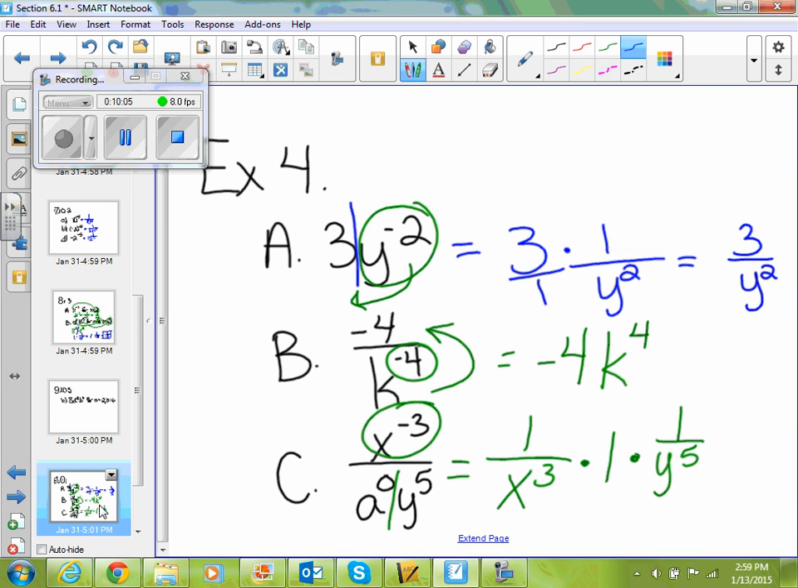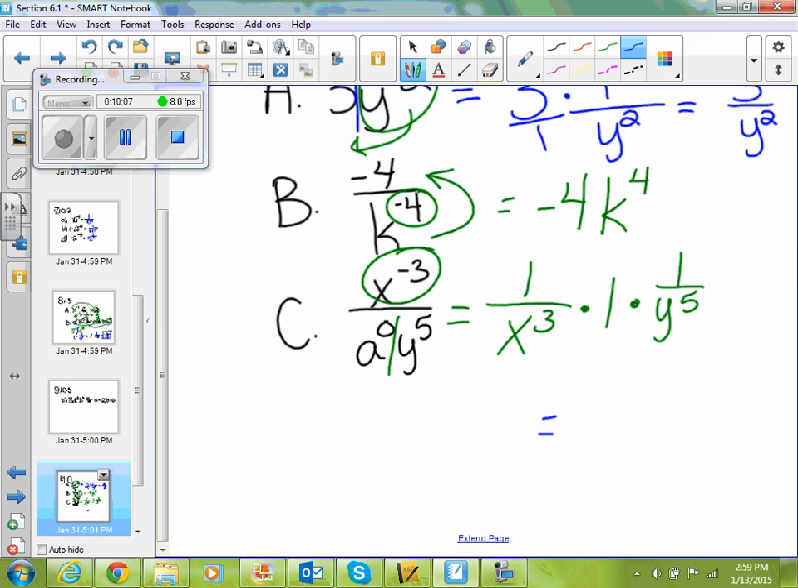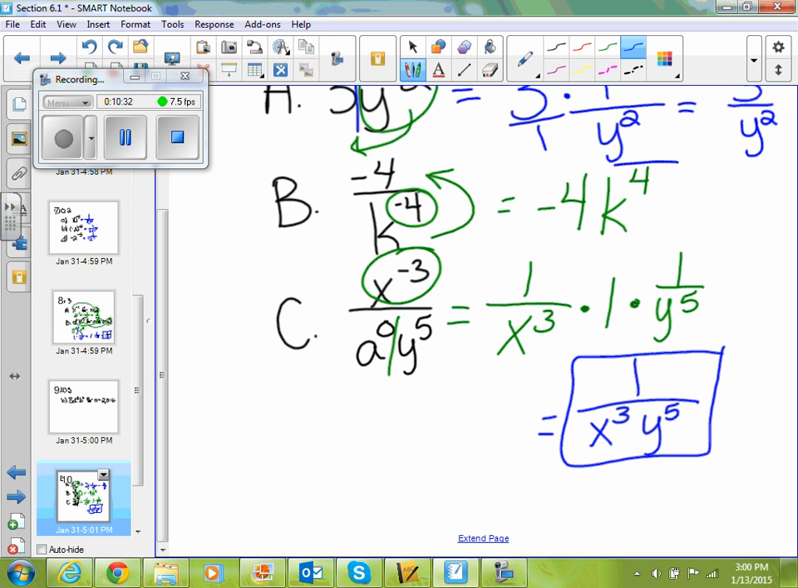So then what is this simplified to? 1 times 1 times 1 is 1, and x cubed times 1 times y to the 5th. There you go. 1 over x to the 3rd, y to the 5th. And then you're done. So you won't always get an actual number for your solution. There will sometimes be letters in your solution, and that's okay. All right?